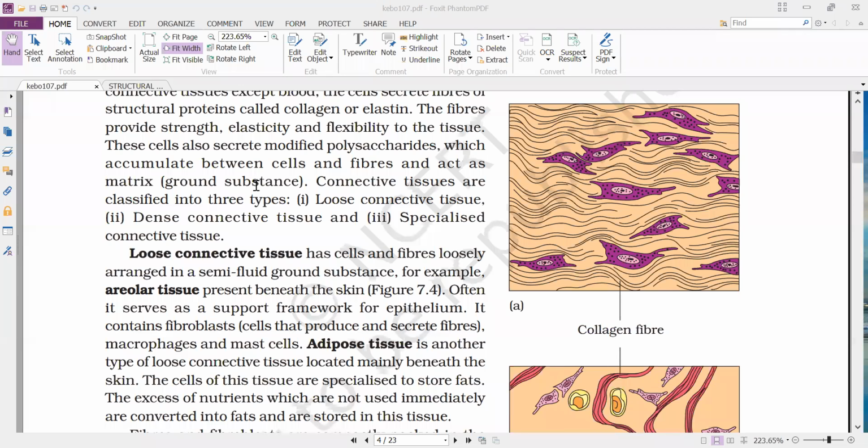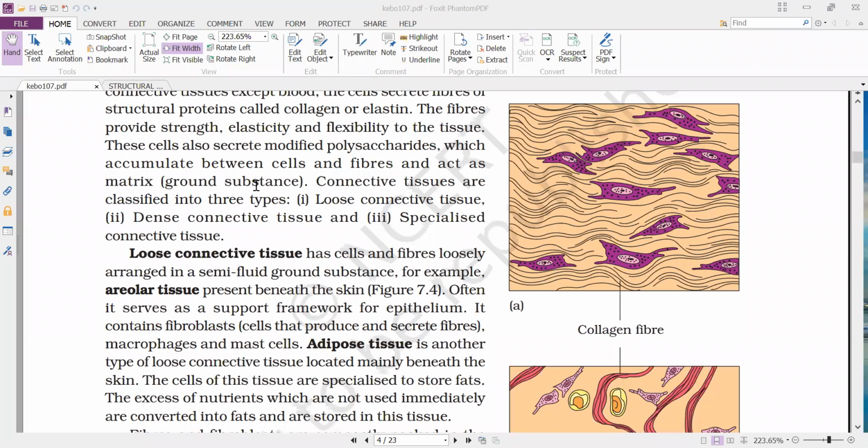Next, coming to the types of connective tissues. Connective tissues are classified into three types: loose connective tissue, dense connective tissue, and specialized connective tissue.